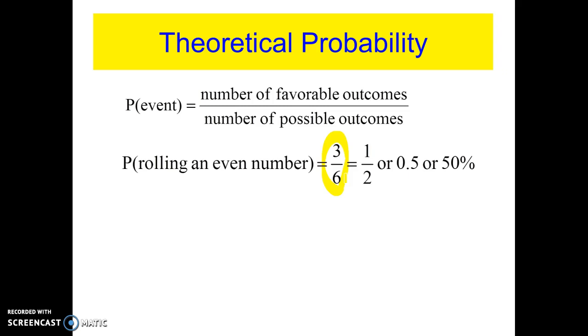Now that's theoretical. If you rolled a dice 4 times, that doesn't necessarily mean half the time you're going to get an even number. But it should end up this way. So theoretical probability is what would happen if you were to perform the event.